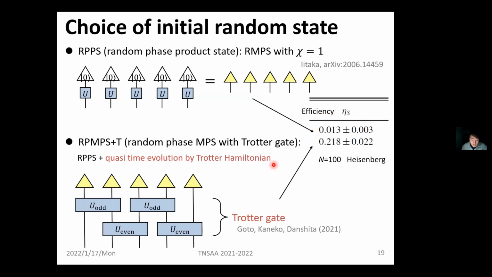Goto-san et al. modified the RPPS and developed the RPMPS plus T method. Before imaginary time evolution, they performed quasi-time evolution by a Trotter Hamiltonian, which is different from the original Hamiltonian. This procedure increases the entanglement of the initial random states and improves efficiency.